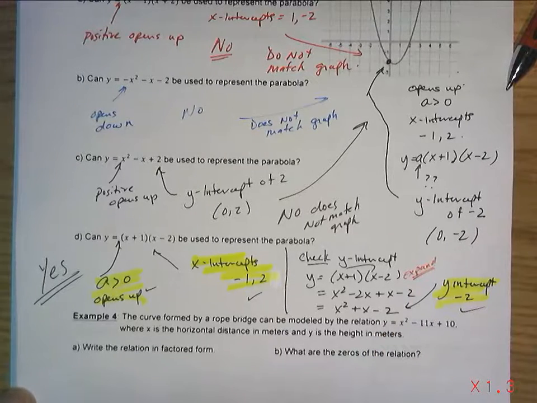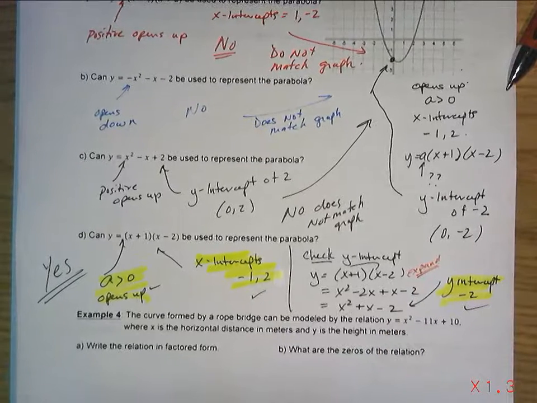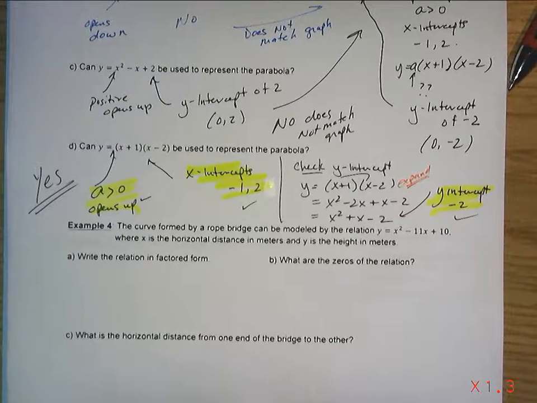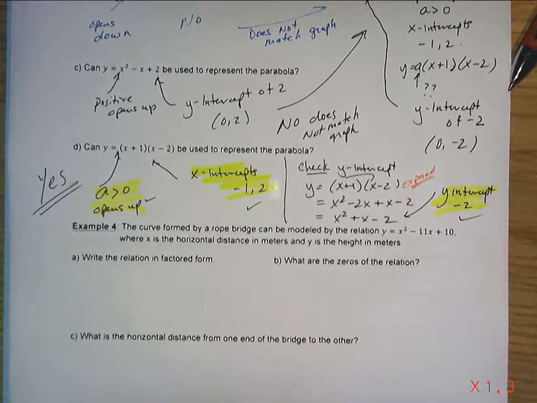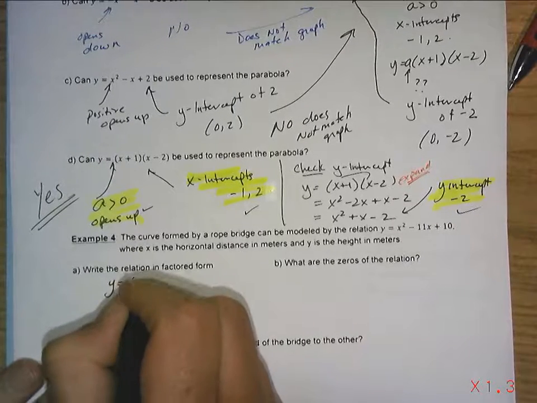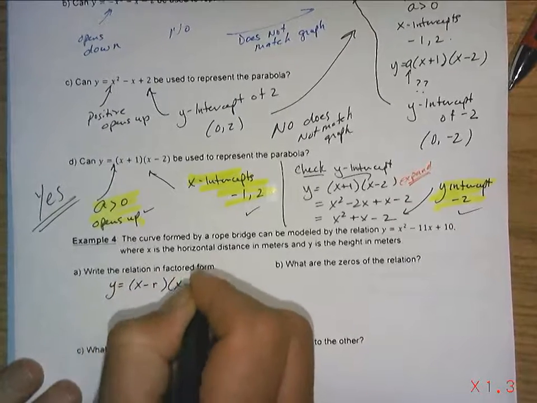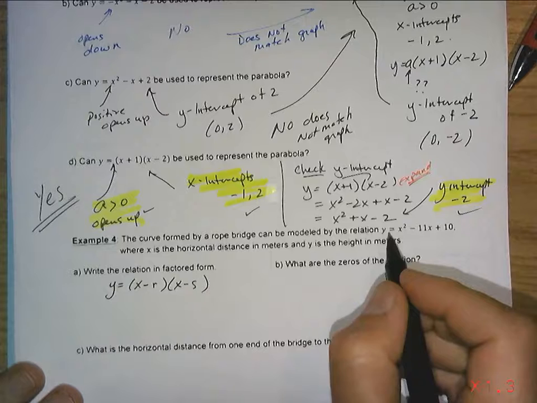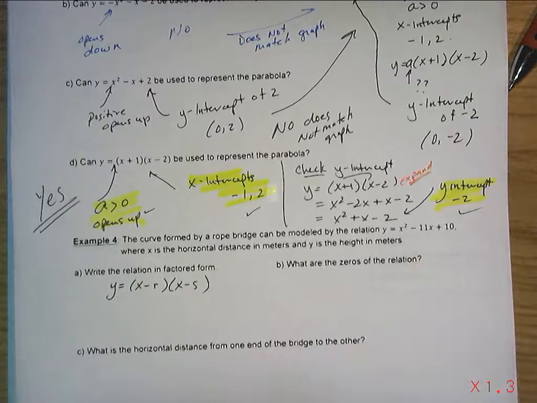Example 4. The curve formed by a rope bridge can be modeled by the relation y = x² - 11x + 10, where x is the horizontal distance in meters and y is the height in meters. Write the relation in factored form. So factored form looks like this, where r and s are the x-intercepts. They've given us it in standard form, so we need to factor it.